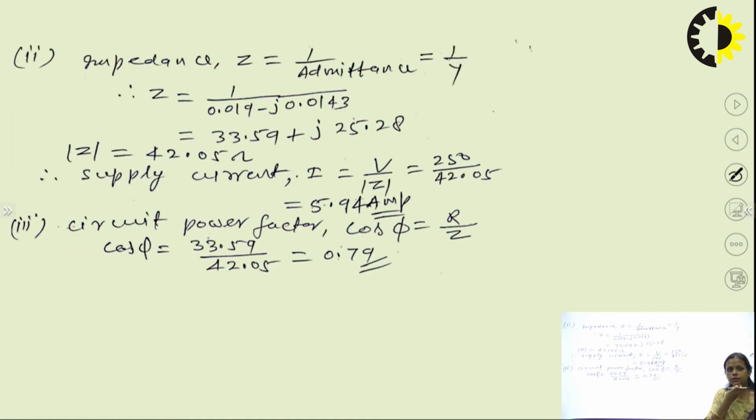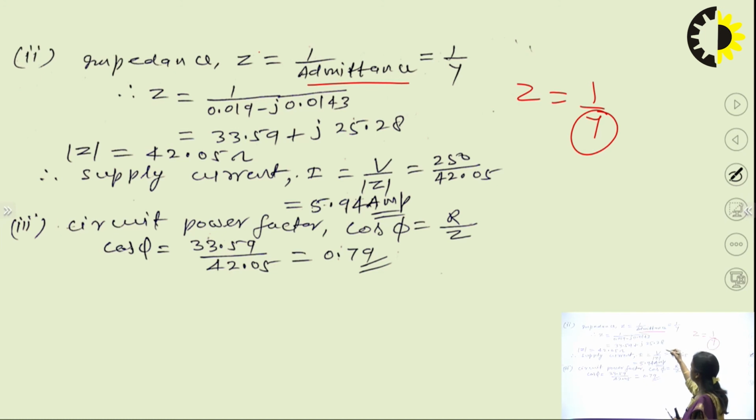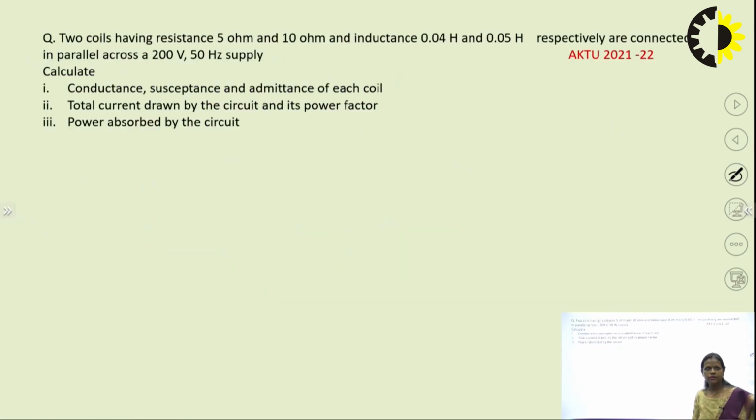Then you want to find the impedance. Now you have total admittance, so impedance will be equal to 1 upon admittance. So Z is equal to 1 upon Y, and you know the value of this Y, right? If you solve this, you will get the value of total impedance. Then you have to find the power factor. Power factor is R upon Z. By doing this, you will get the power factor.